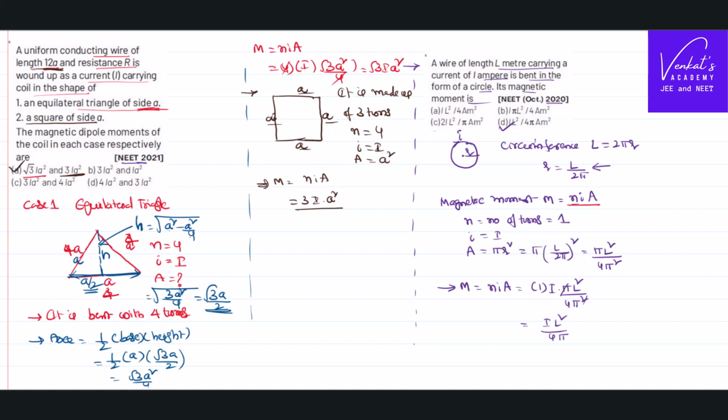So, to solve this entire problem, we need to know only one formula, that magnetic moment of a current carrying conductor is NIA. Once if you know that, solving the other parts of the problem shall be an easy task. That is how we have to solve the problem.